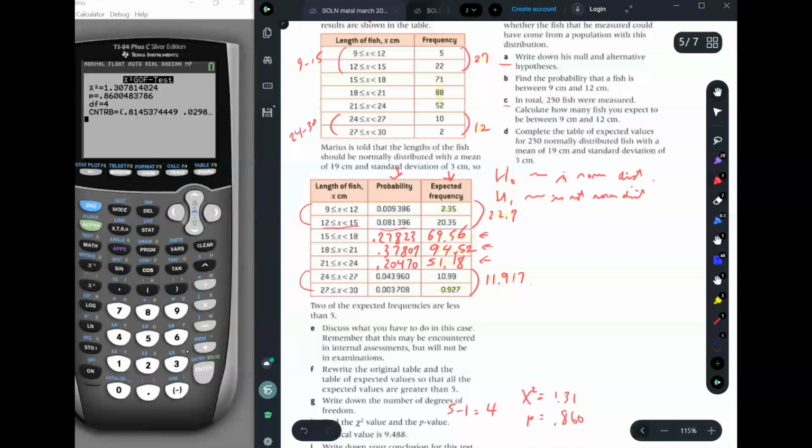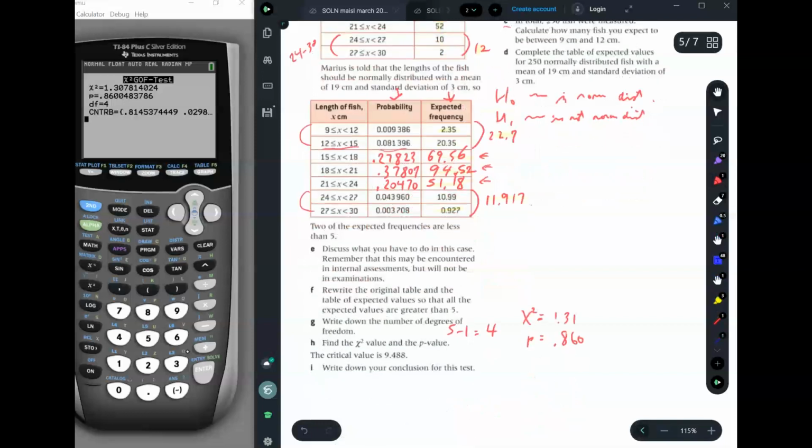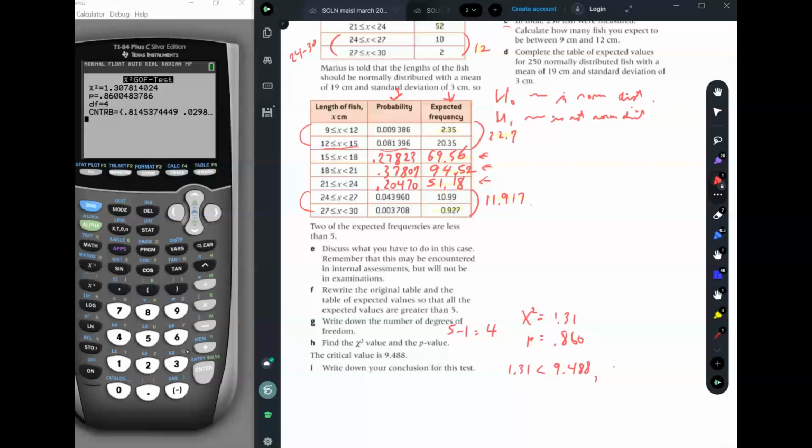And then so let's take a look at how to interpret those. Part I, okay, the critical value is 9.488. So in this case, our chi-squared value is less than the critical value. So what that means is that we accept the null hypothesis, right? So it is normally distributed. And then it says write down your conclusion for this test. So we could say, okay, we accept the null hypothesis.